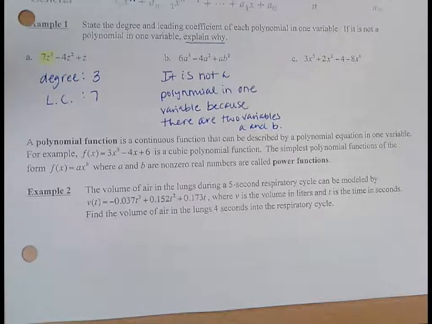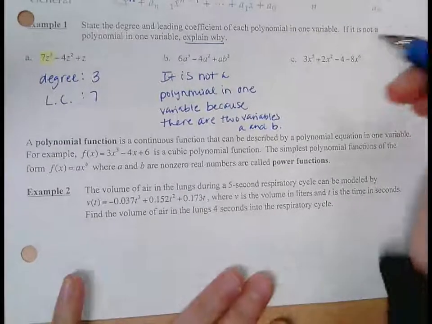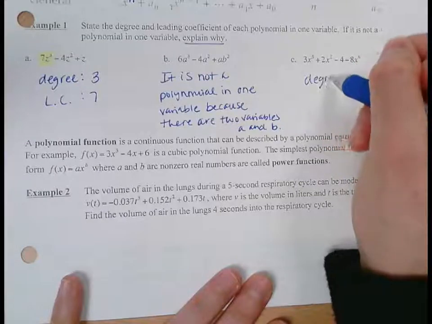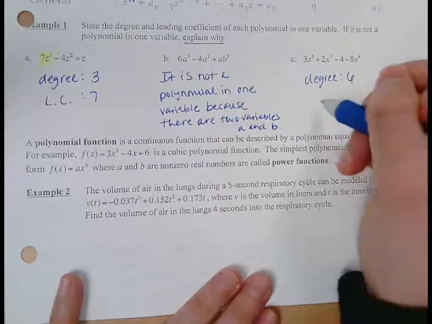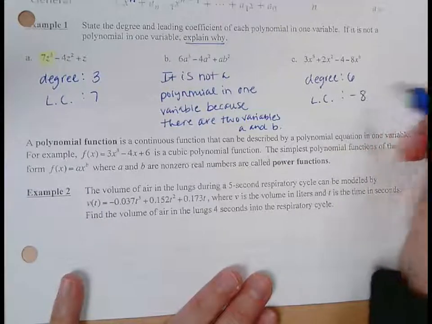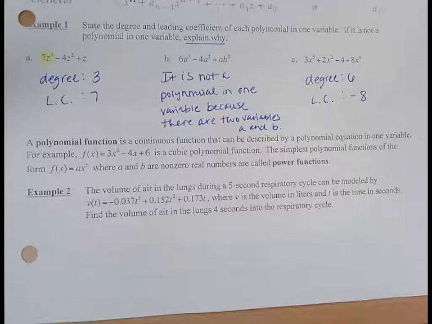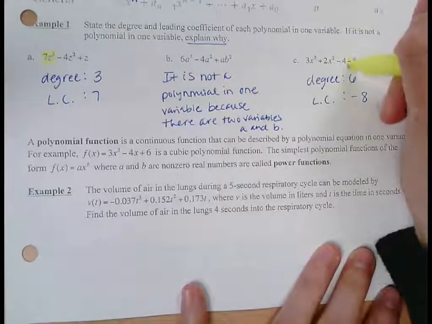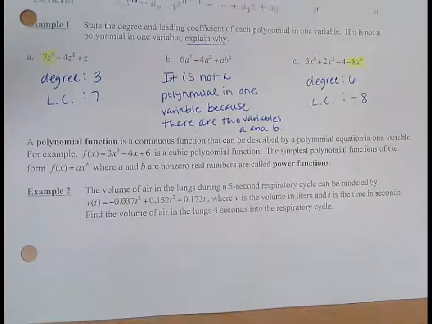And then example C, we have 3x to the 5th plus 2x squared minus 4 minus 8x to the 6th. So here we are back to just one variable. What would the degree be? The degree is 6. Leading coefficient would be negative 8. So even though this one is not in standard form, because the term with the highest power is at the end, not at the beginning. So even if it's not in standard form, you're looking for the highest power for the degree. The coefficient of that term is the leading coefficient.